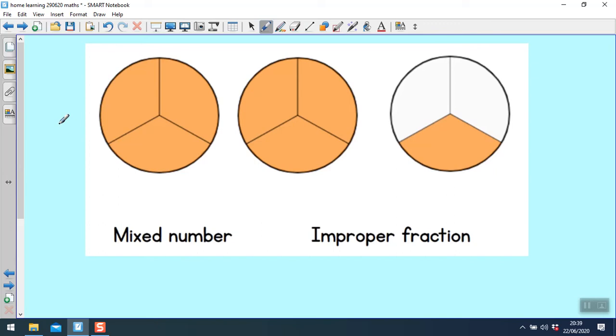Here we've got 3 circles and they've each been split into 3 sections. Think about the orange. What is it as a mixed number and as an improper fraction? Write both of them down. Pause the video while you do this.